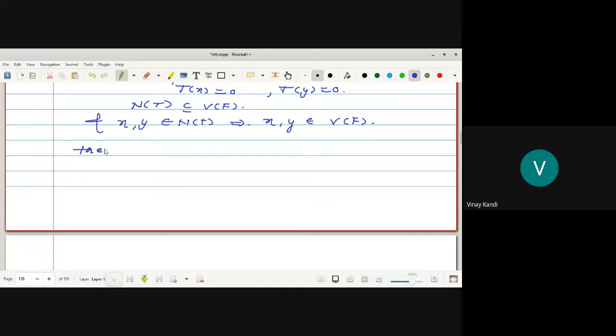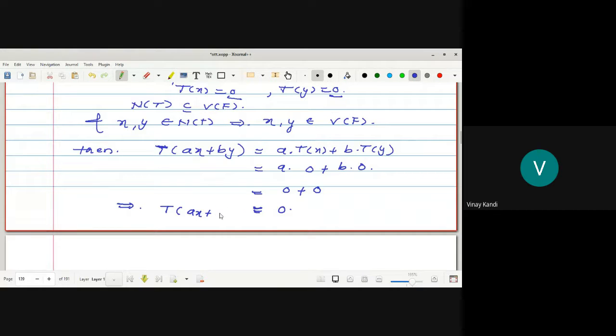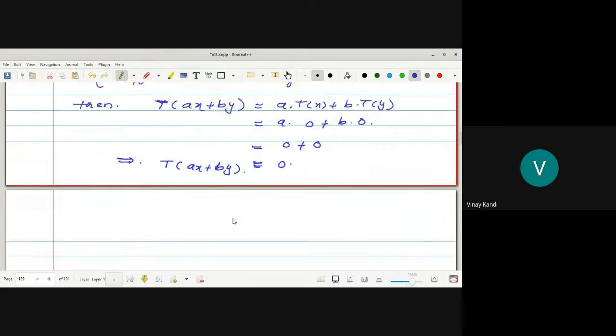So now write down: find the image of ax plus by under T. But T is a linear transformation. By linearity, we get a into T of x plus b into T of y. Now T of x is 0 and T of y is 0, so a into 0 plus b into 0, which is 0 plus 0, which is 0. So this implies T of ax plus by is equal to 0. So the image of this element is 0.